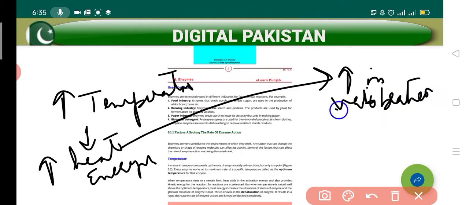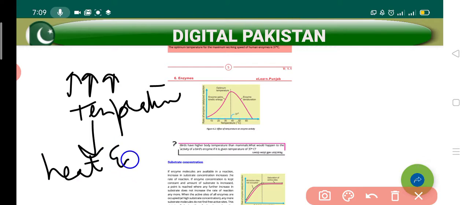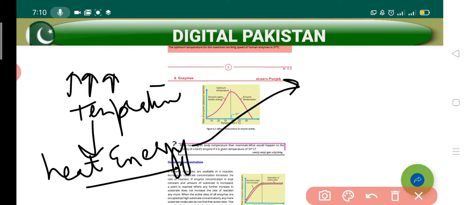So the increase in the vibration will start. When the temperature is more than the optimum temperature, the heat energy is going to increase, and when there is more heat energy, students, what will happen? Obviously, the vibration between the molecules is going to increase.